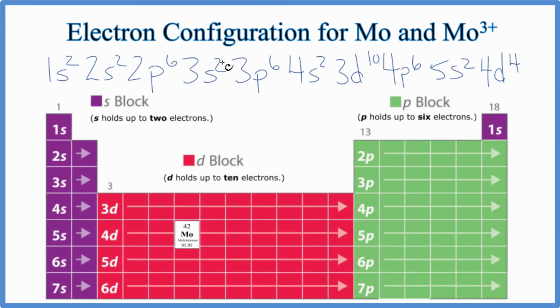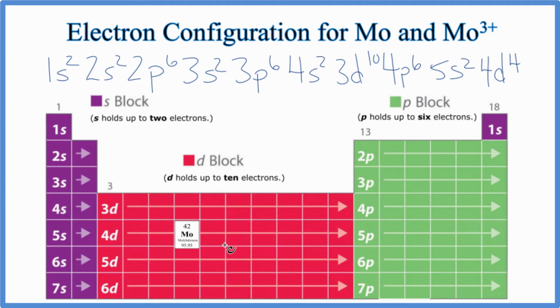In this video, we'll write the electron configuration for Mo and Mo3+. So I've written the configuration here for this molybdenum, but this isn't correct because molybdenum is a special case. It's an exception. So let's figure out how I got here, deal with the exception, and then we'll do the electron configuration for the ion.